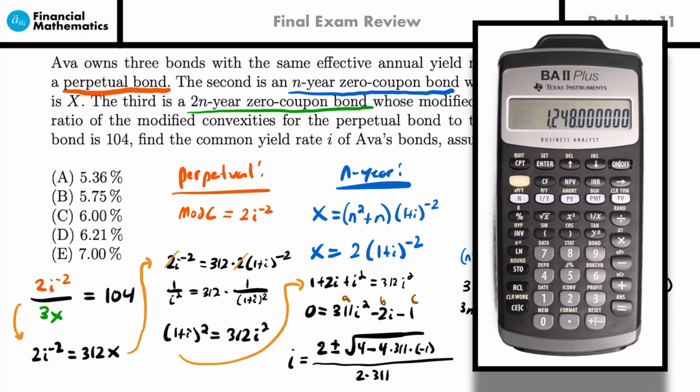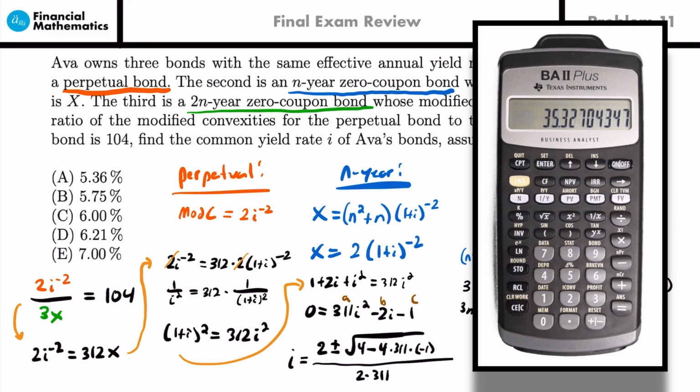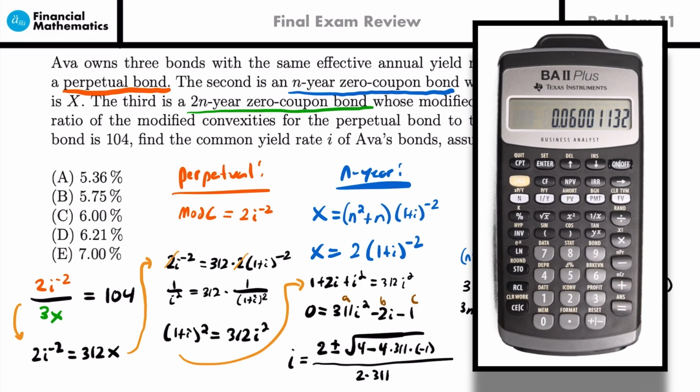So now what we need to do is take the square root of that. So let's press the square root button. There's the square root of it. I'm going to store that in the 1 button so we can pull it out later to do our second answer. But let's start with the one where we add 2, and then we'll divide by 622. So we'll add 2, and then let's divide by 622. And there's our first answer. That's probably going to be the right one.